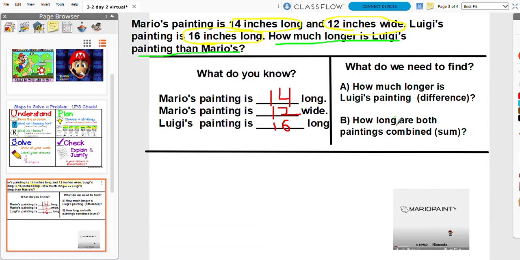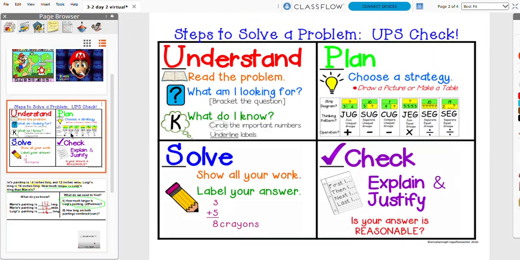And when you're comparing, what you need to think of is addition or subtraction. Remember, subtraction is finding the difference between something or comparing. Addition is combining or finding the sum of all the parts. So I think we need to figure out how much longer is Luigi's painting, and that gives us that hint of this is the difference.